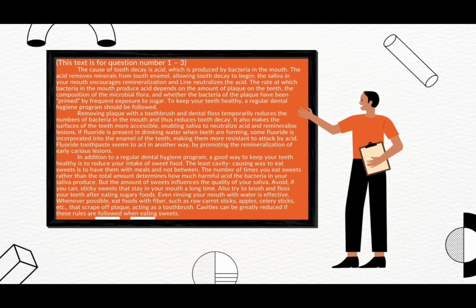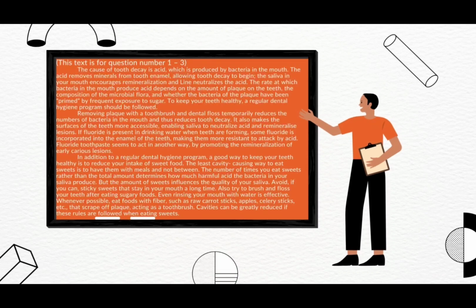If fluoride is present in drinking water when teeth are forming, some fluoride is incorporated into the enamel of the teeth, making them more resistant to attack by acid. Fluoride toothpaste seems to act in another way, by promoting the remineralization of early carious lesions.